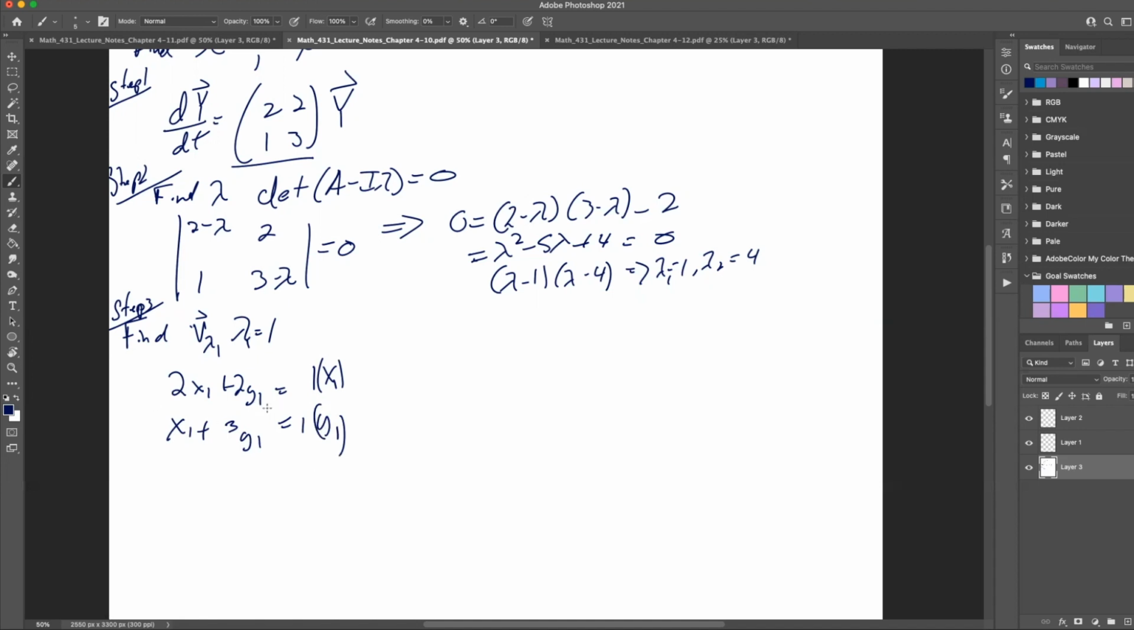So here, I want to find the eigenvector. I'm going to set it up this way, where multiplying by the matrix is equal to multiplying by the eigenvalue. So what have I set up here? Hold on, let me write exactly what I set up here.